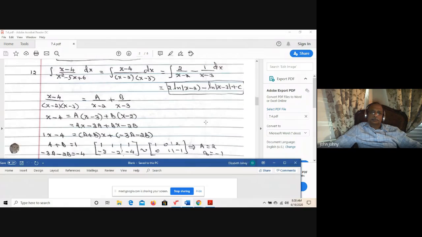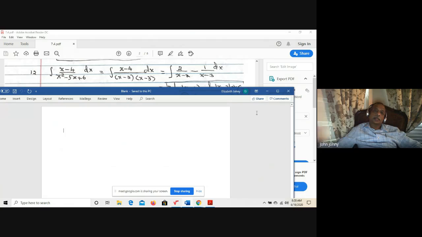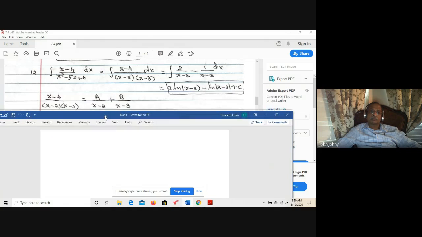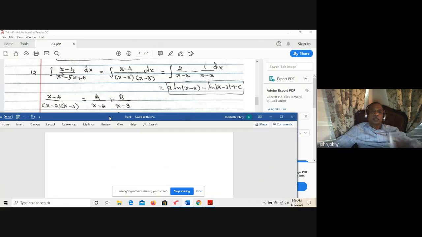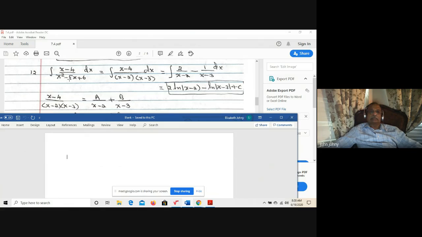Number 12. You have the antiderivative of x minus 4 divided by x squared minus 5x plus 6 dx. So let us do the partial fraction decomposition here. x minus 4 divided by x minus 2 times x minus 3, because the denominator is x minus 2 times x minus 3.